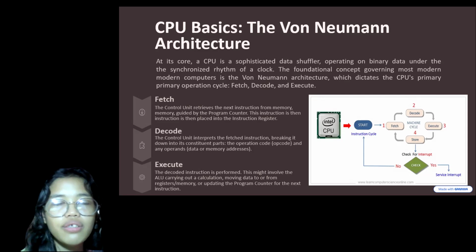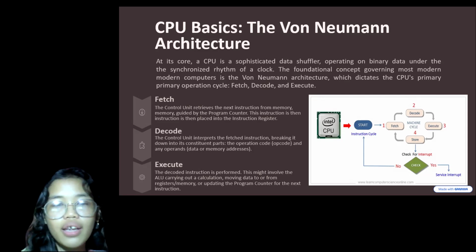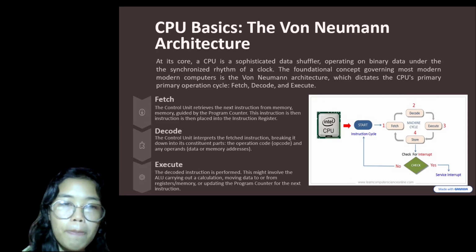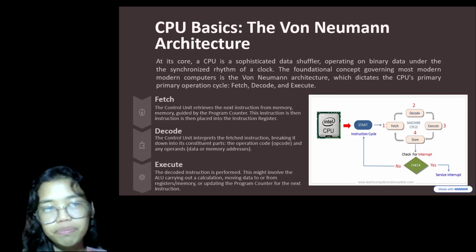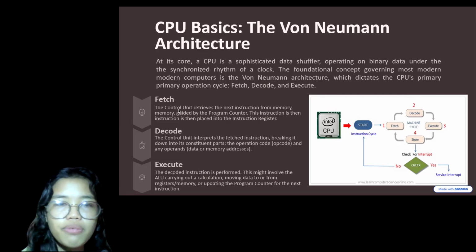The control unit retrieves the next instruction from the memory, and guided by the program counter, this instruction is then placed into the instruction register, or the IR. Basically, it retrieves the instructions from the memory. And then, of course, we have the decode cycle.